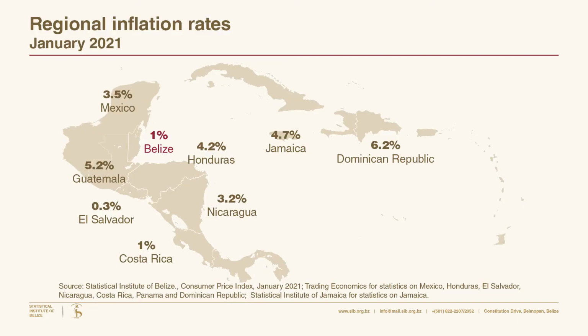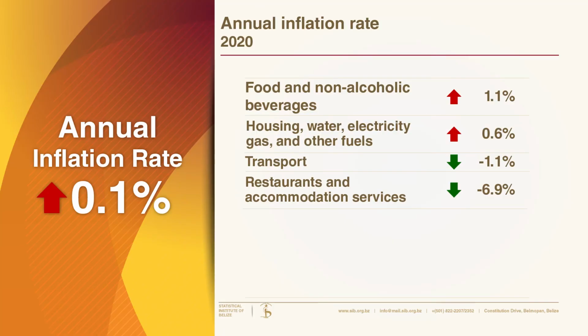First, let's look at the Dominican Republic, who had an inflation rate of 6.2%, followed by Guatemala with a 5.2%. Jumping way to El Salvador, we can see that it was the country with the lowest inflation rate in the region, with a 0.3% for the month of January 2021 when compared to January 2020. Now let's look at the annual inflation rate for the year 2020 when compared to the year 2019. The inflation rate for the year 2020 stood at 0.1%.